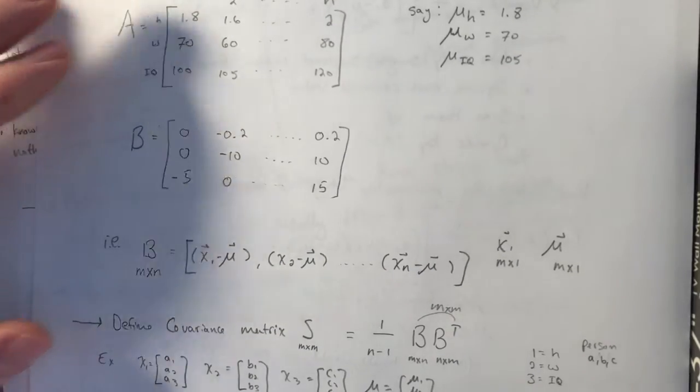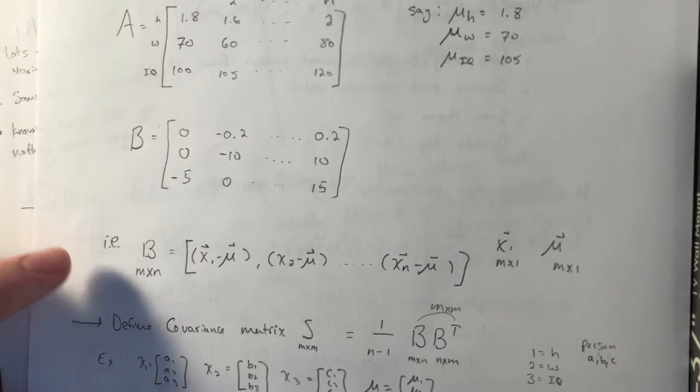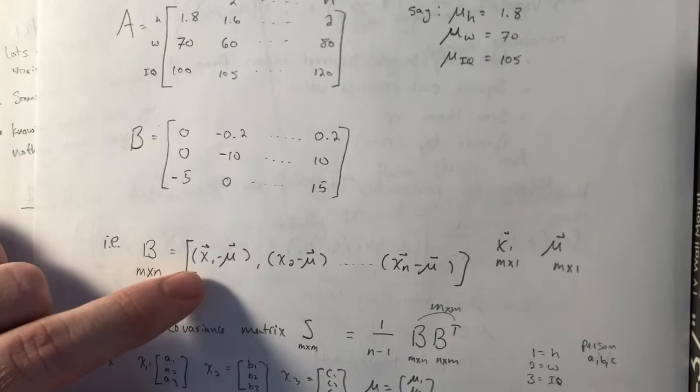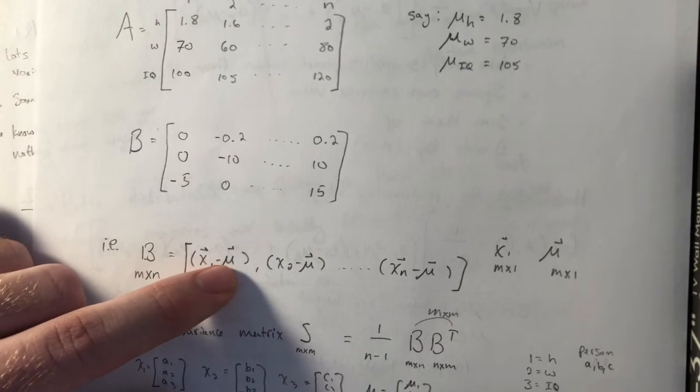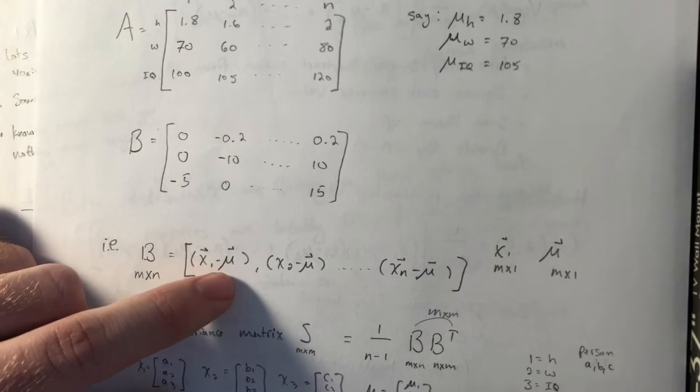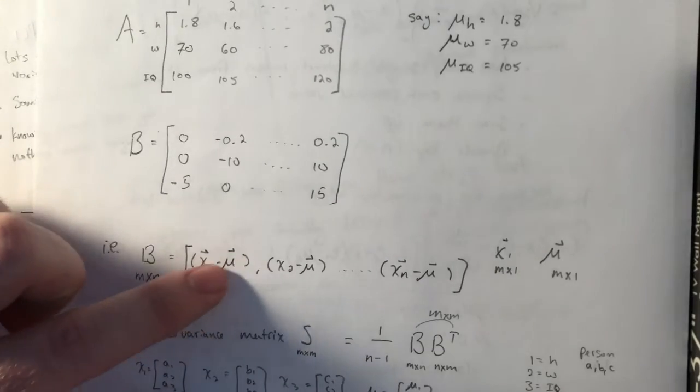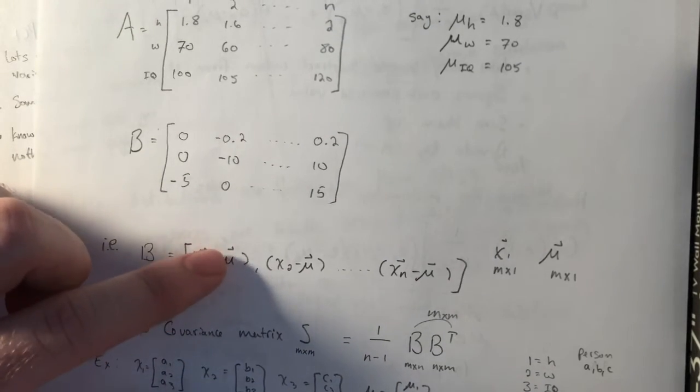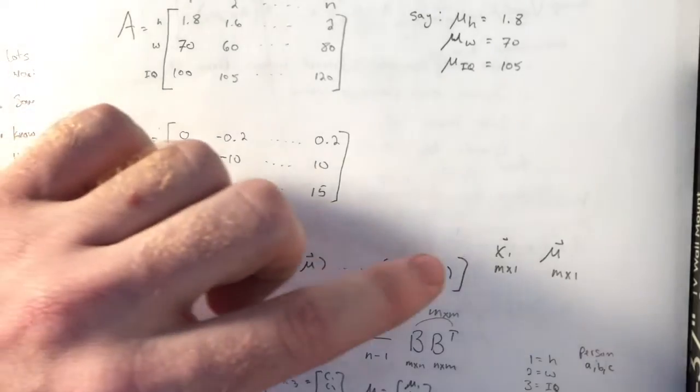And then a neat way to put that here is, this is all of person 1's variables subtract the mean of all those variables. So each of these entries is a column vector in itself. So we have n of these column vectors.